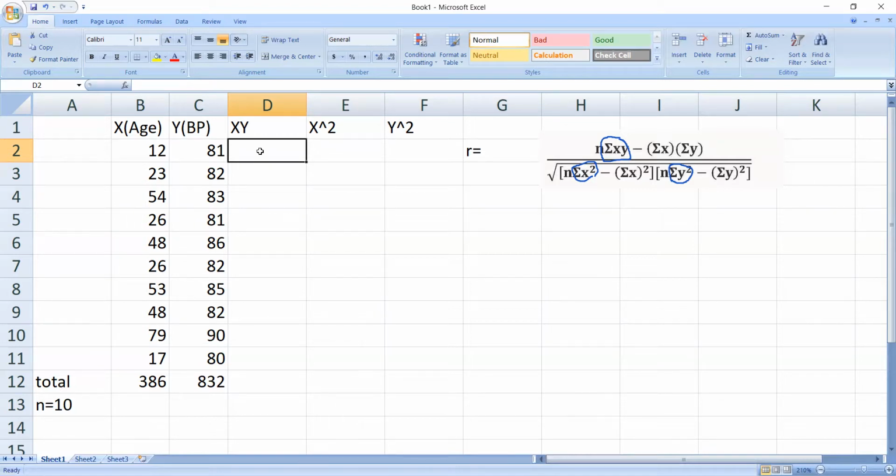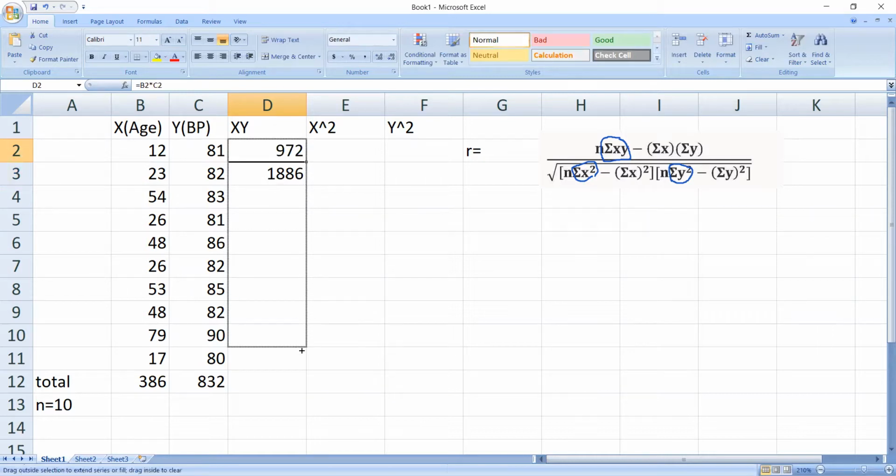So in this method, as said, three columns have to be computed for the given values of x and y. The first one is x into y, then x square, y square. So I'll multiply 12 and 81, which is the first pair. 12 and 81 is 972. Then you have 23 and 82, which is 1886. So obtain the product for each pair of observations and then obtain the total of that.